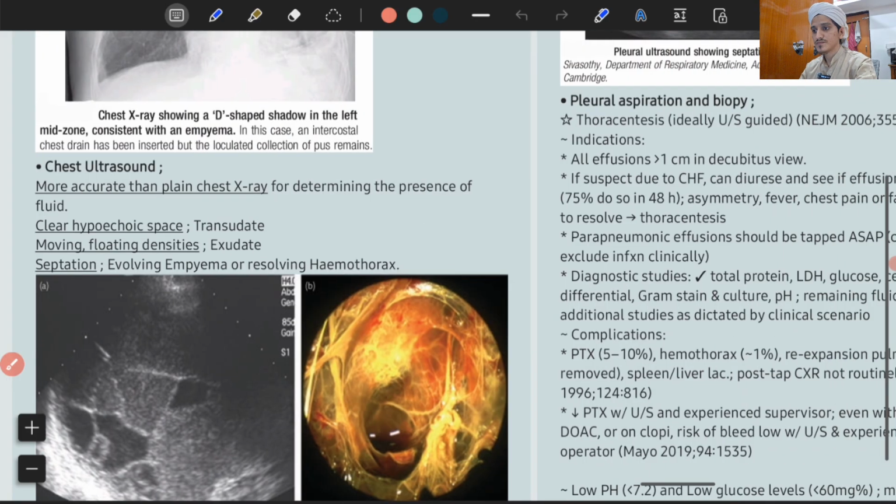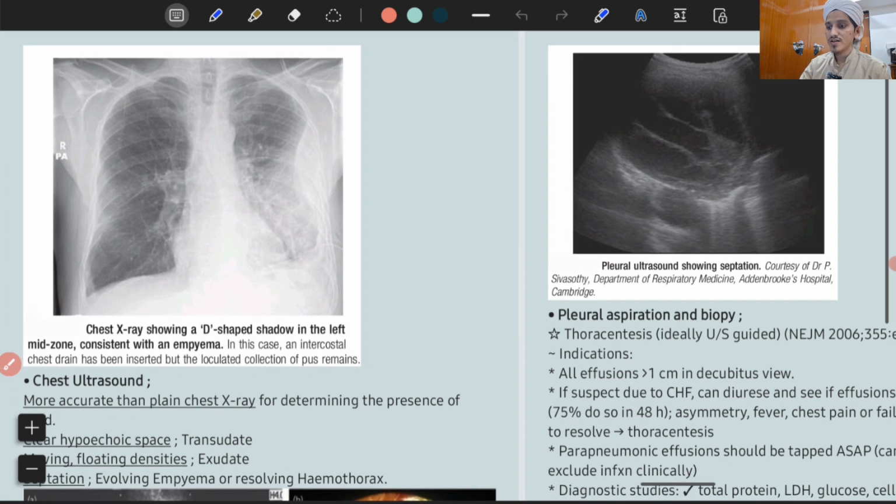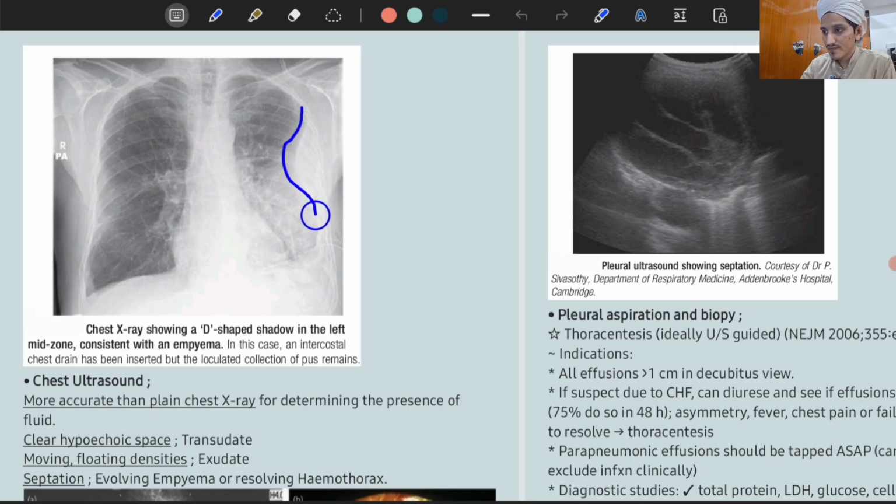Moving forwards, see, this is one picture showing a D-shaped shadow in the left mid-zone, a feature of localized empyema. Okay, consistent with an empyema. In this case, an intercostal chest tube has been inserted, but the loculated collection of pus remains because of the formation of septa. So that fluid is localized to that point. So this will be seen in chest X-ray when there is empyema.